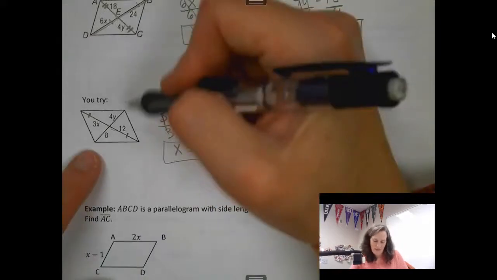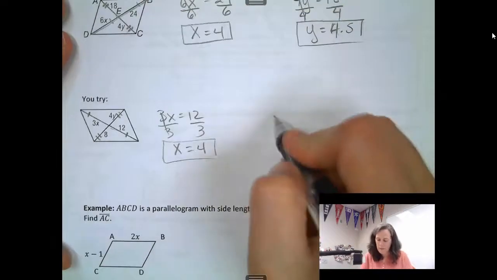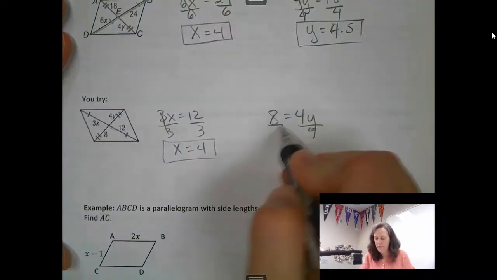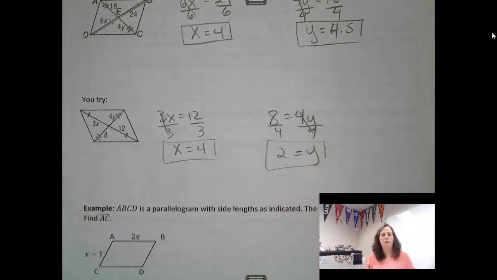Yay. Then the other way, so this one is split exactly in half also. 8 is equal to 4y. Divide by 4, divide by 4. Y equals 2. All right.